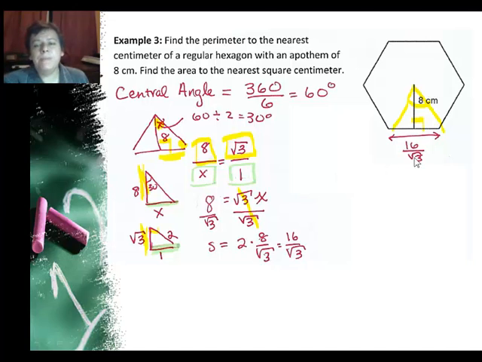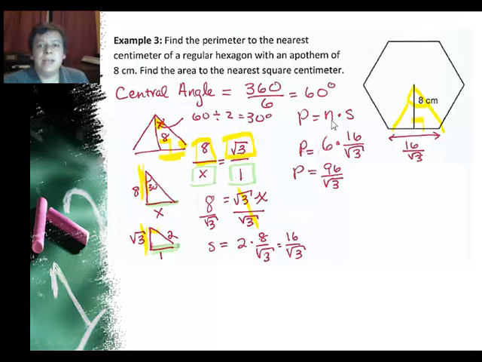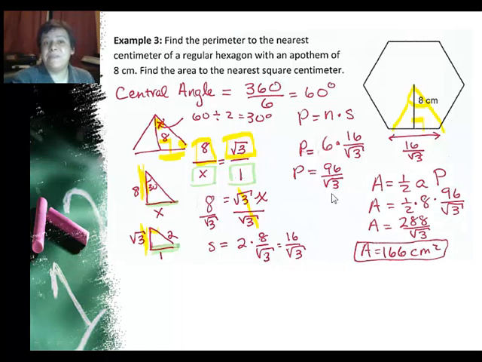To find the perimeter, I just have to multiply this by the number of sides. So in this case, it's 6 times s, 6 times 16 over square root of 3, or 96 over square root of 3. I actually didn't find the value to the nearest centimeter. I'll leave you to do that.